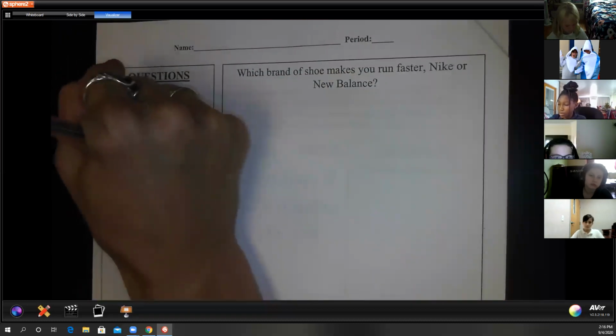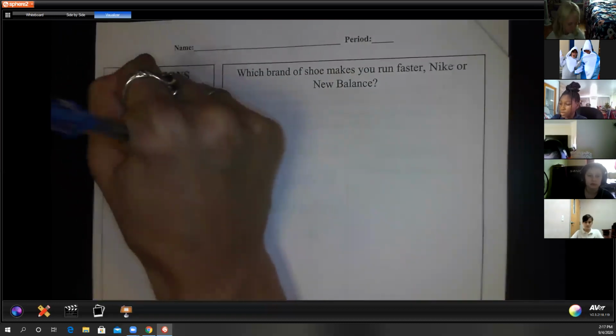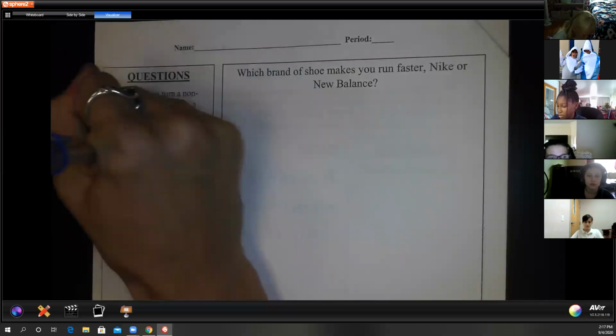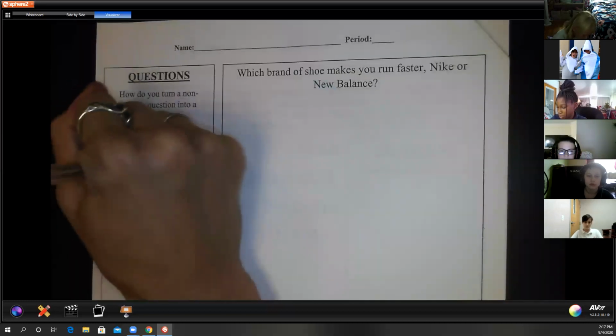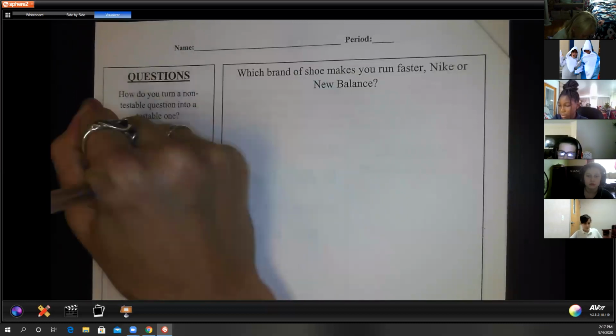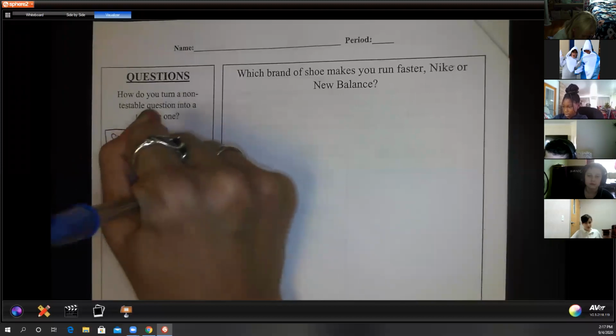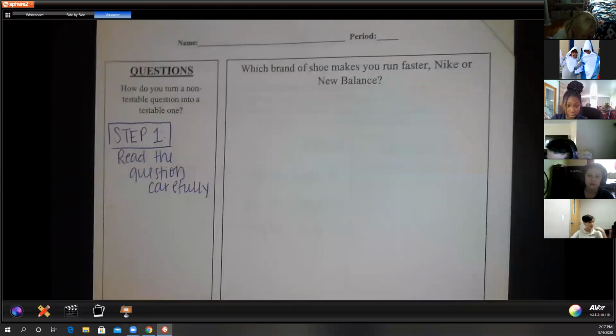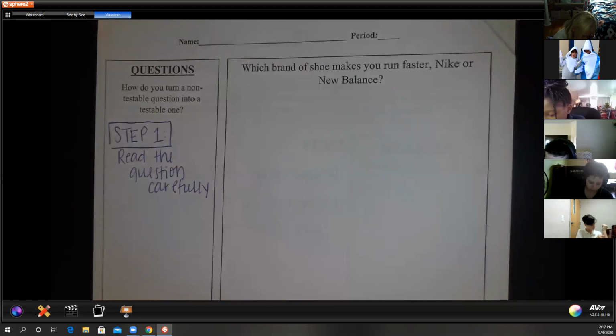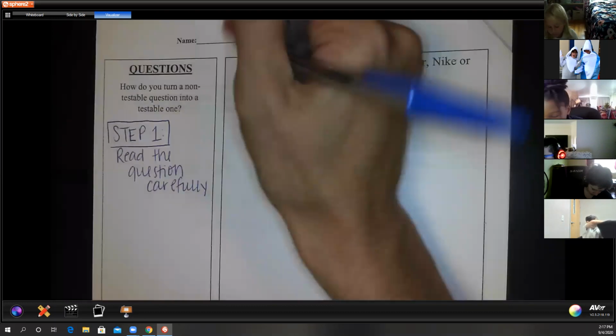Step 1 would be to read the question carefully, always. And I say read it carefully because a lot of times our brains move faster, or our eyes move faster than our brains can process. So we want to slow down and make sure we're really reading the question to understand what it's asking. We know it's not in our format. We've already talked about that. So we have to rewrite it.